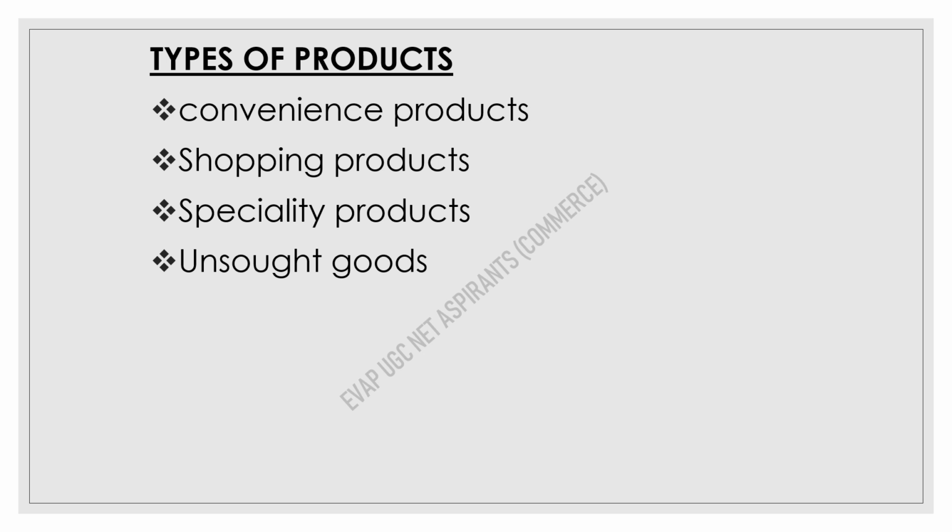Next one is unsought products. What are unsought products? Consumers do not know about the product, or maybe they know about the product, but they do not consider buying it in normal conditions until they become aware of the product. So for example, now we have Alexa, then we have AirBuds. Now all people do not go and buy these products. Only people who are aware of these products buy the products. So that is called unsought products. So these are the various types of products.